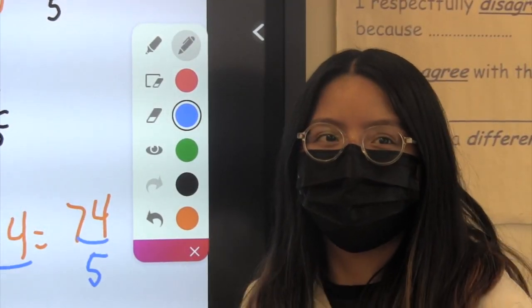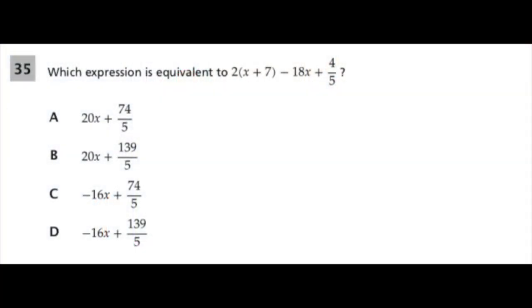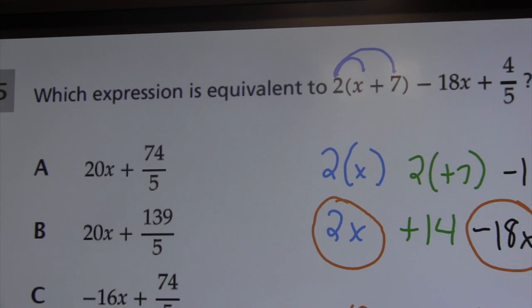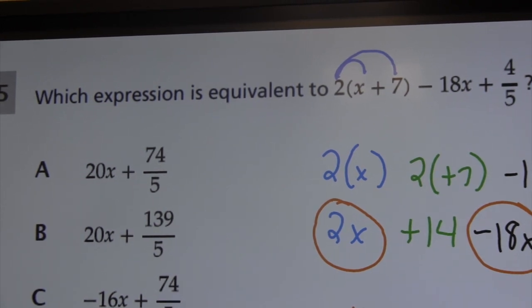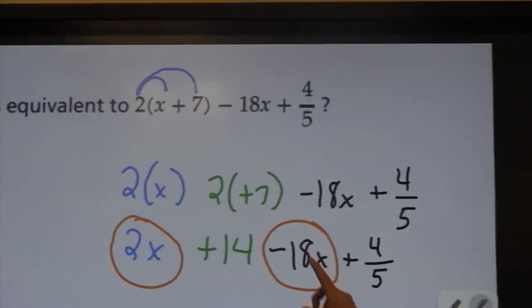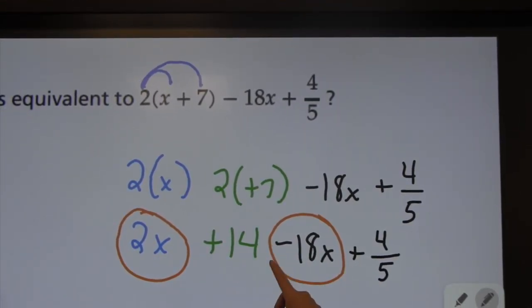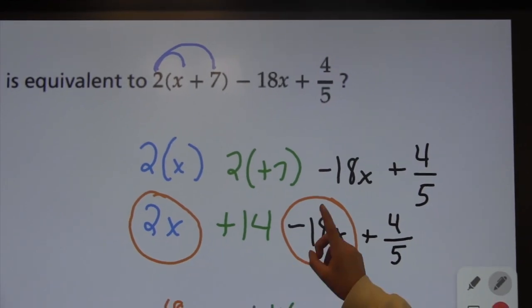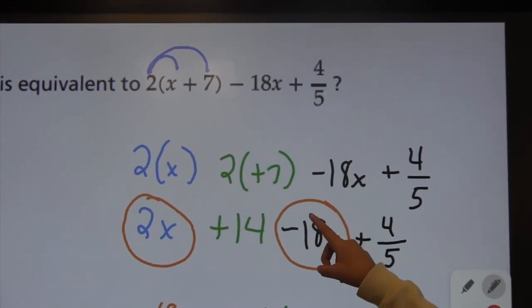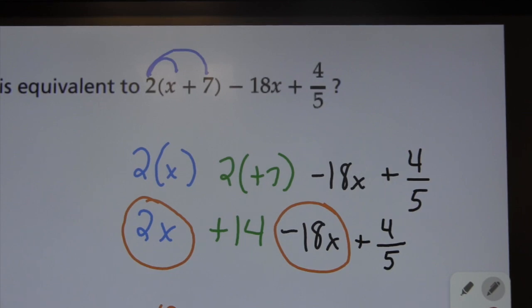This is the next problem. Which expression is equivalent to 2 times (x plus 7) minus 18x plus 4/5? First we distribute the problem. So we take 2 and multiply it by x, and 2 multiplied by x is 2x. Then we take 2 and multiply it by positive 7, and that is equivalent to positive 14.